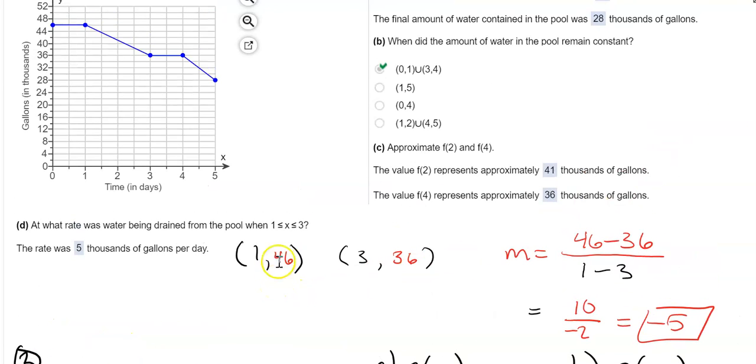for slope. So my X value is 1. What is my Y value there? 46. That is that point. And then my X value is 3. What is my Y value?